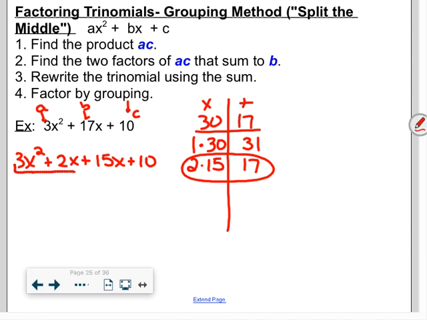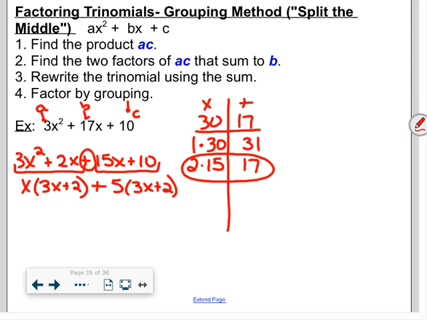So watch. Once you do this, you look at the first 2 terms. What's the GCF of the first 2 terms? Just an x. So that's x times 3x plus 2. Write down the middle operation sign. There are 3 operation signs, a plus, plus, plus, so you write down the middle one. Then you pull out the GCF from the last 2 terms. What is the GCF of 15x and 10? 5. And that's 5 times 3x plus 2.